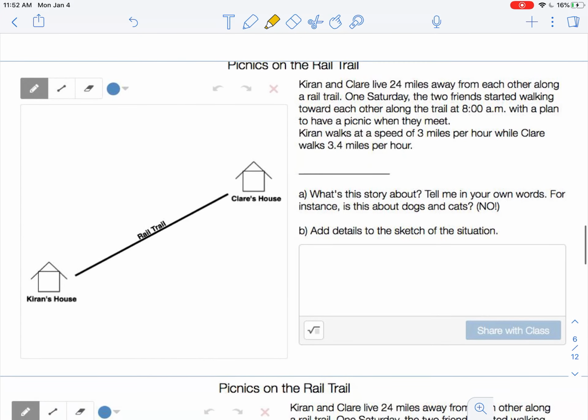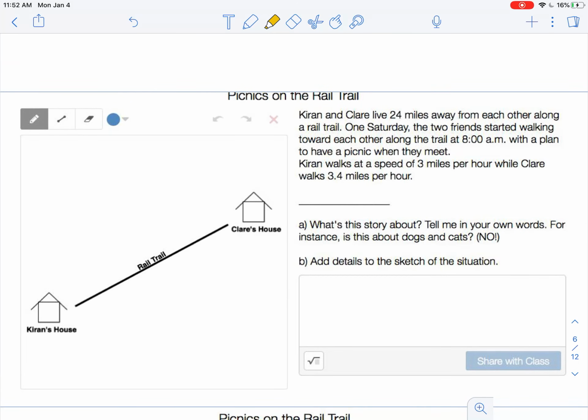So on Desmos, you had this problem about Claire and Kieran. Kieran and Claire live 24 miles away from each other along the rail trail. One Saturday, the two friends started walking toward each other at 8 a.m. with a plan to have a picnic when they met. Kieran walks at a speed of 3 miles per hour, and Claire walks 3.4 miles per hour.